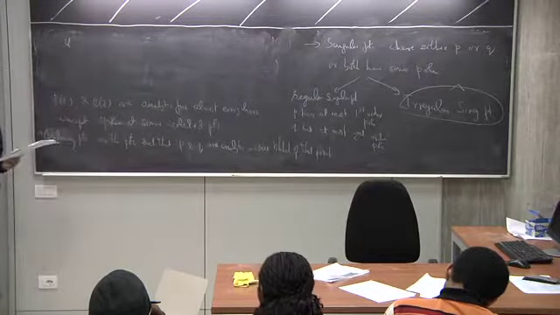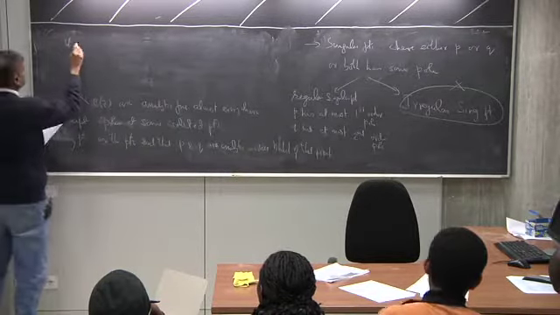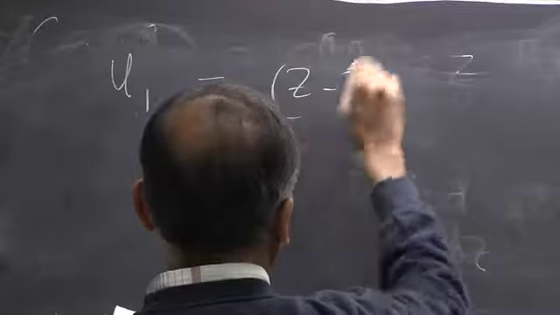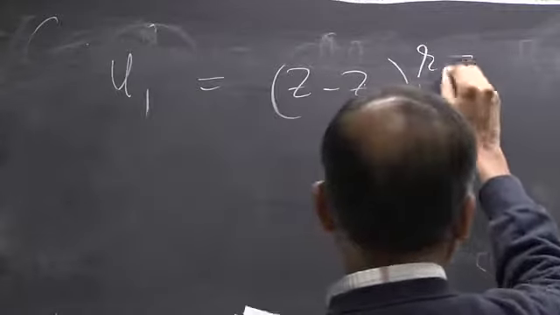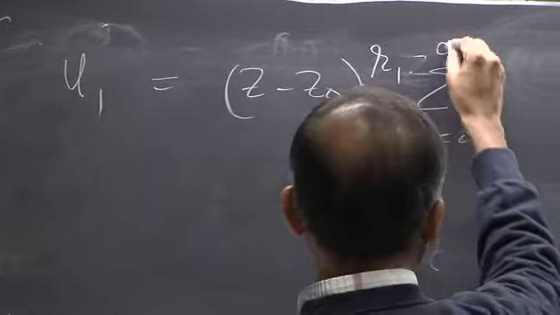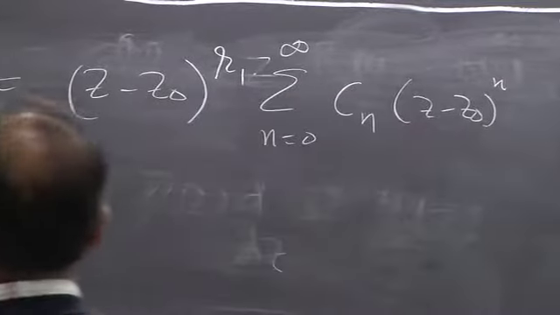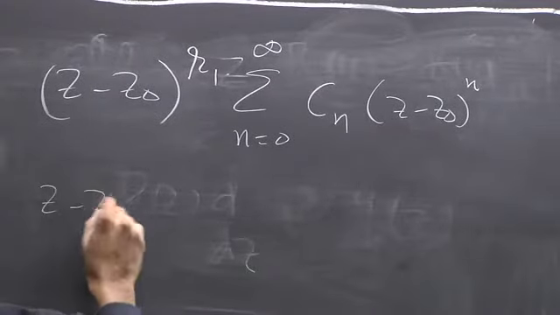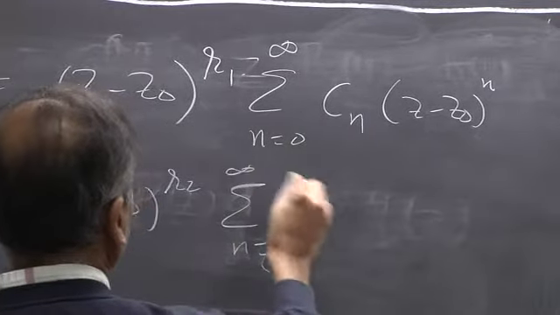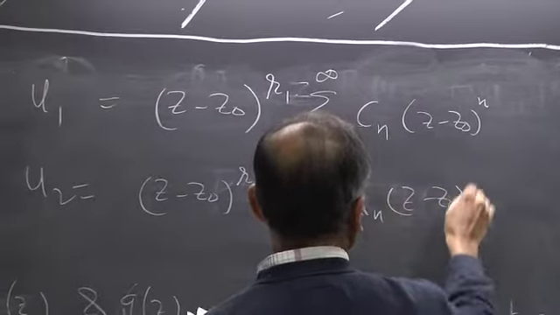There should be two solutions, of course, for a second order differential equation, right? So, as a fundamental set of solutions, U1 should be of the form, if I expand around some Z0, (Z minus Z0) to some power R1, and then there is a power series, n equal to 0 to infinity, with some coefficient Cn (Z minus Z0) to the n. And U2 will be also something like (Z minus Z0) to the power of R2, sum n equal to 0 to infinity, some other coefficients, say Dn, (Z minus Z0) to the n.